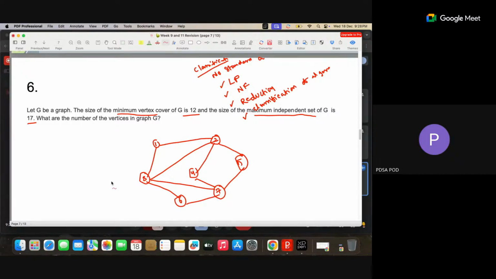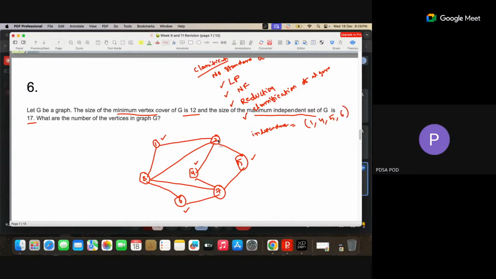Now, what is the maximum independent set? I want to make independent members in the discipline committee, so I want the maximum independent set. An independent set is, I can consider this 1, this 4, this 5, and this 6 as an independent set. How can you say the independent set is 1, 4, 5, 6?